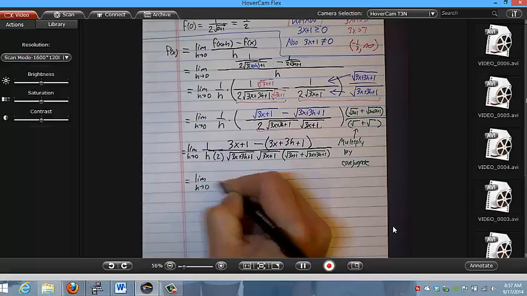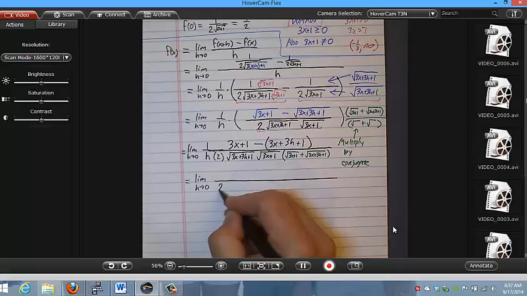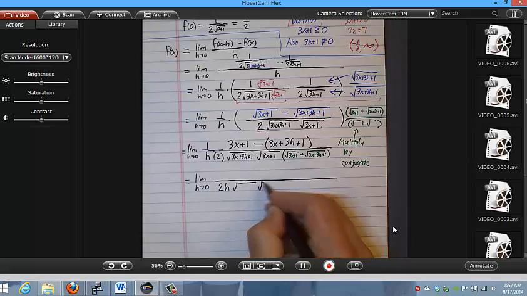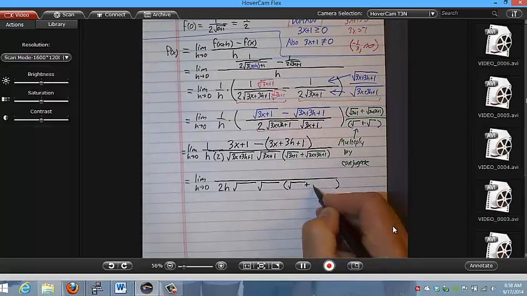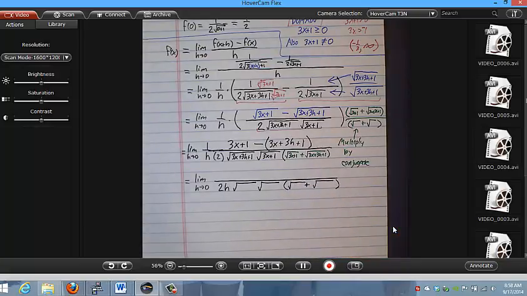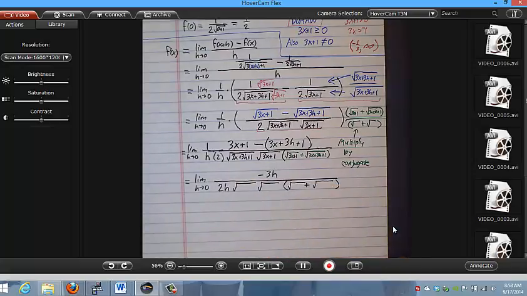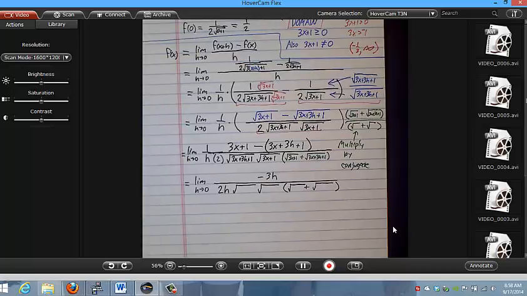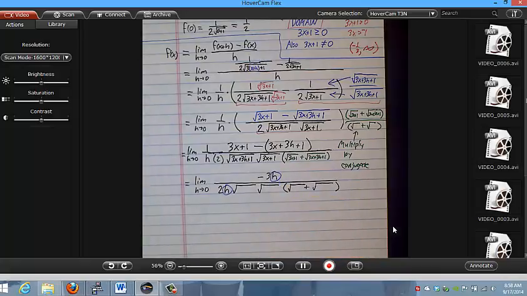Now I have the limit as h approaches 0. The denominator, I have 2h times the square root plus square root in parentheses. And in the numerator, what do I have? Is the only thing left negative 3h? Is that true? That's good, because then what can I do? I can cancel these h's. So I'll do that, and I'll go to the next step.